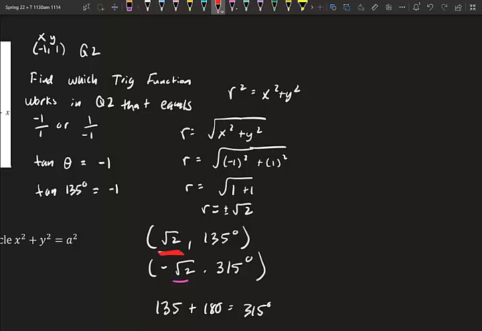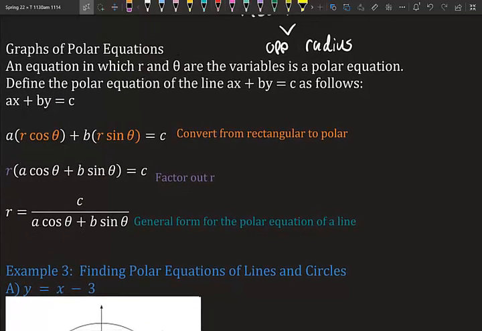All right. Graphs of polar equations. An equation in which r and theta are the variables is a polar equation. Define the polar equation of the line ax plus by equals c: a r cosine theta plus b r sine theta equals c. You convert from rectangular to polar. So to convert rectangular to polar, x stands for r cosine theta. Y stands for r sine theta. We know that now. So to convert from rectangular to polar, these are the steps you take. You convert your rectangular to polar, you factor out the r, and then you simplify.